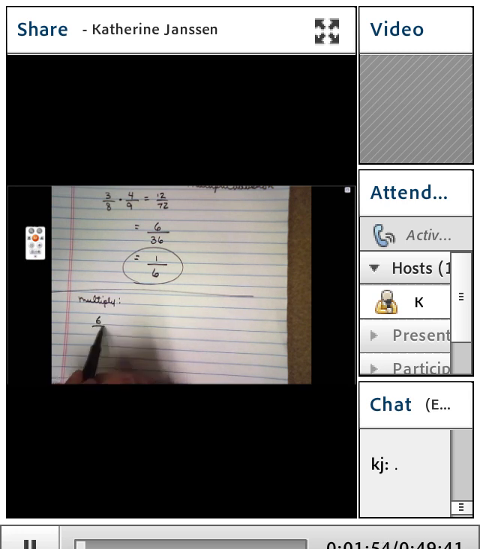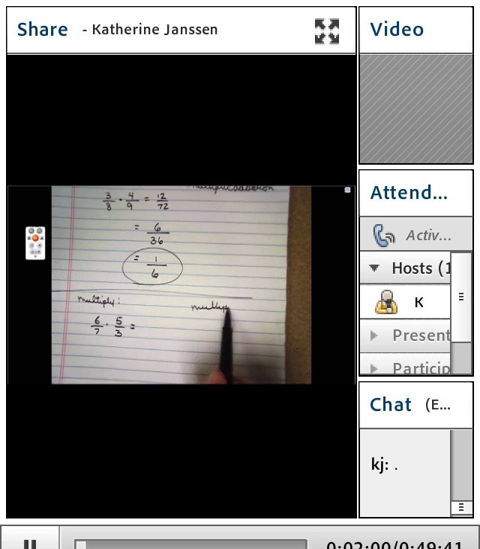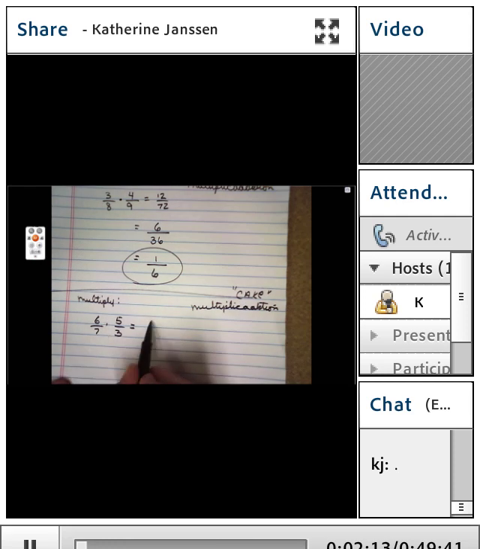6/7 times 5/3. Multiplication is a piece of cake. Multiply the numerators, multiply the denominators, and simplify if you can.